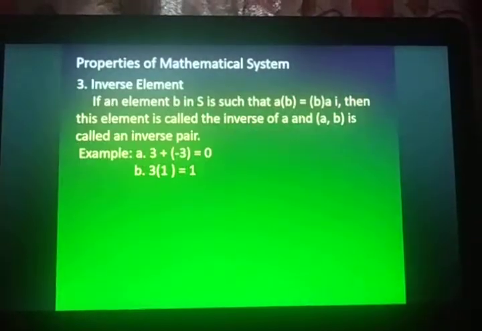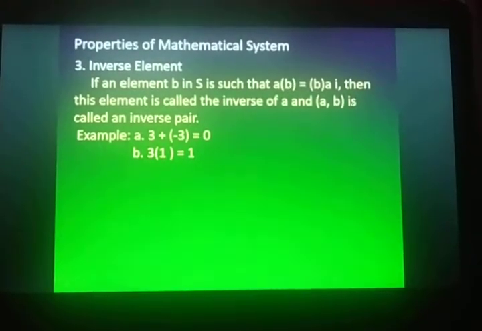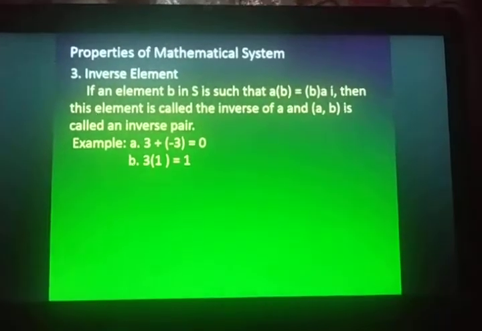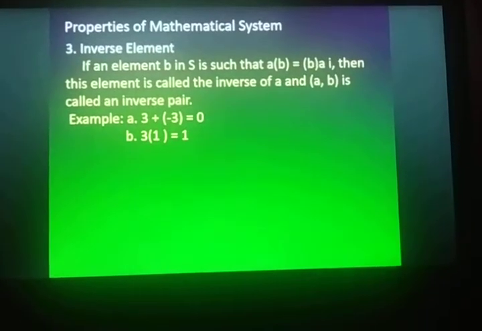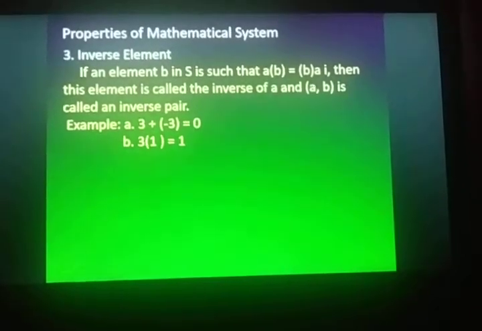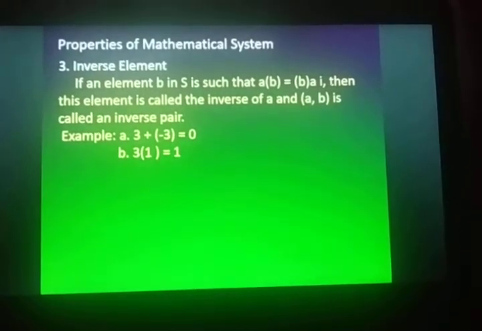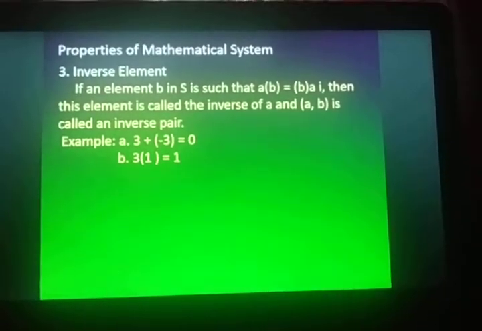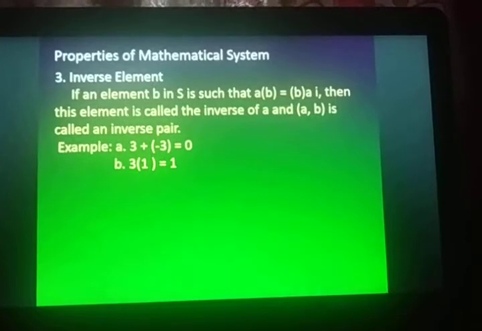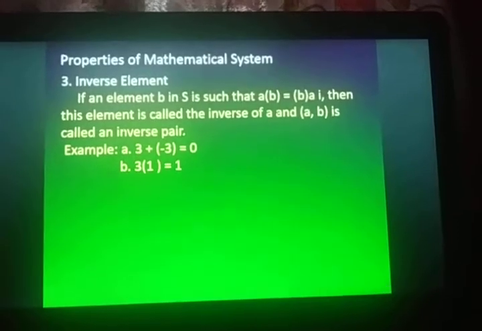Next, another property is the inverse element. If an element B in S is such that A times B equals B times A equals I, then this element is called the inverse of A, and A and B form an inverse pair. Example, 3 plus negative 3 equals 0. 3 is positive, and so the inverse of positive 3 is negative 3. When you add them, the answer is 0, which means that any positive number added to its negative inverse pair, the answer is always 0.